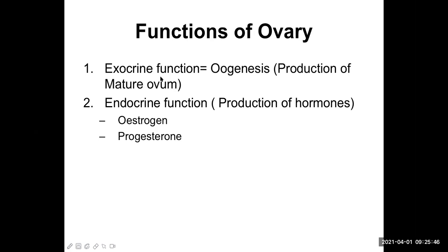So the ovary has two important functions. See this: endocrine function, that is production of hormones like estrogen and progesterone, and formation of egg or ova. You can roughly call it exocrine function actually, and that is production of mature ovum, also known as oogenesis. Oogenesis is the process of formation of the egg.